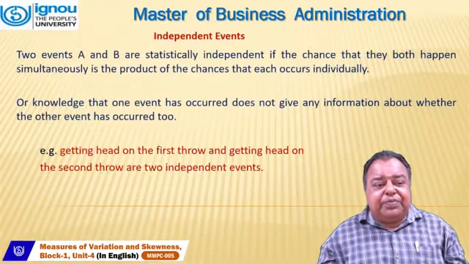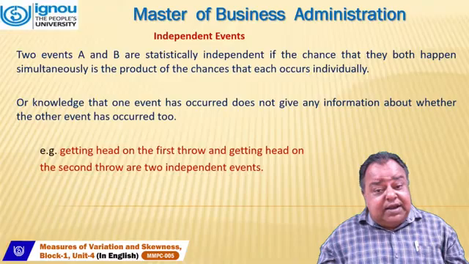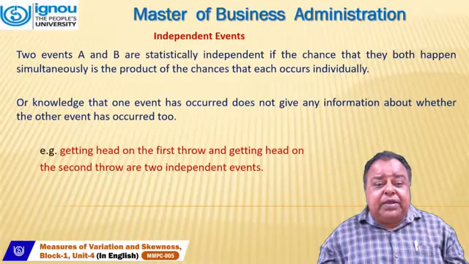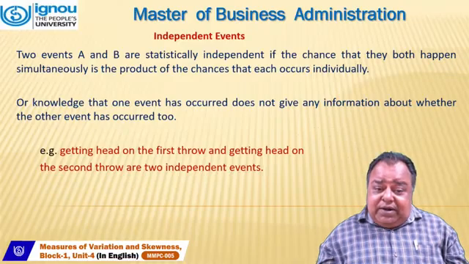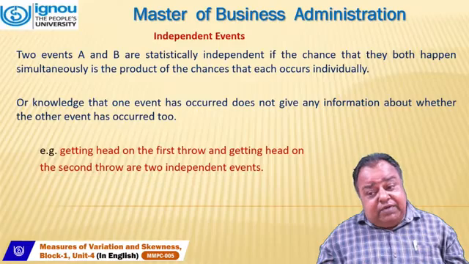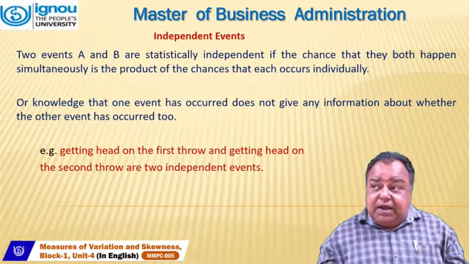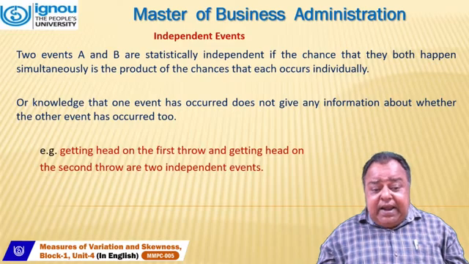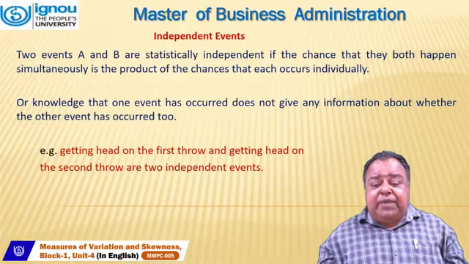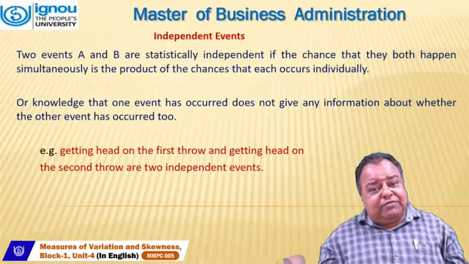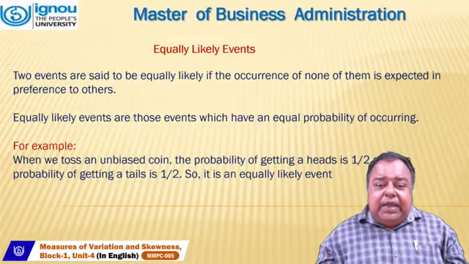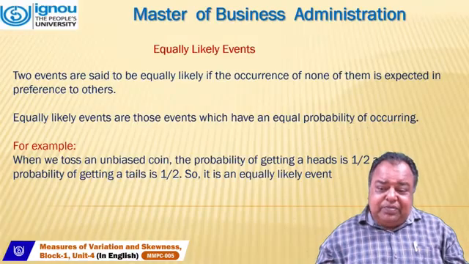Independent events. Two events A and B are statistically independent if the chance that both happen simultaneously is the product of the chances that each occurs individually. Our knowledge that one event has occurred does not give any information about whether the other event has occurred too. For example, getting a head on the first throw and getting a head on the second throw are two independent events.